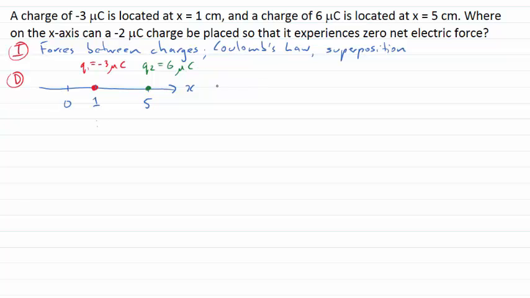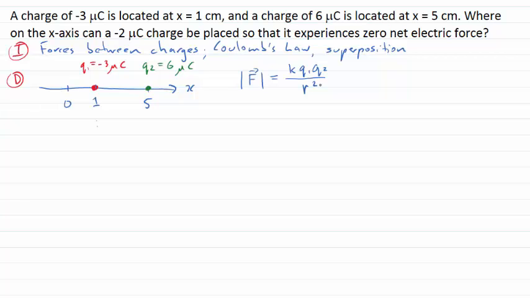Importantly, we're looking for the force on a third charge that we don't know where is going to be located, and we want that force to be 0. So we might like to consider that the magnitude of the force between two charges, given by Coulomb's law, is the Coulomb constant K multiplied by the size of the two charges, in this case Q1 and Q2, divided by the square of the separation between the two.